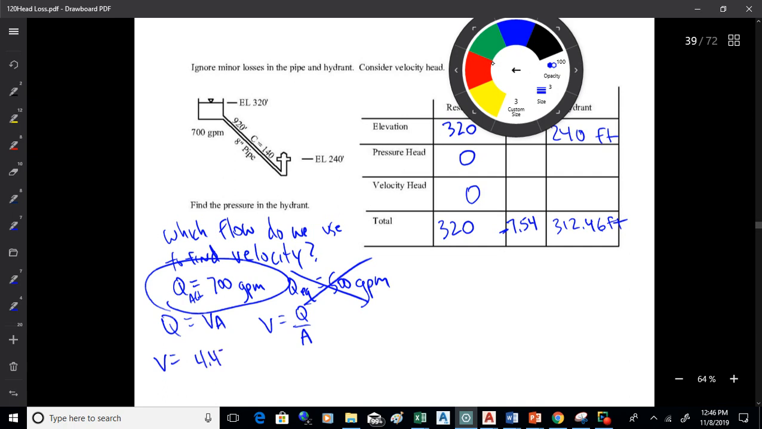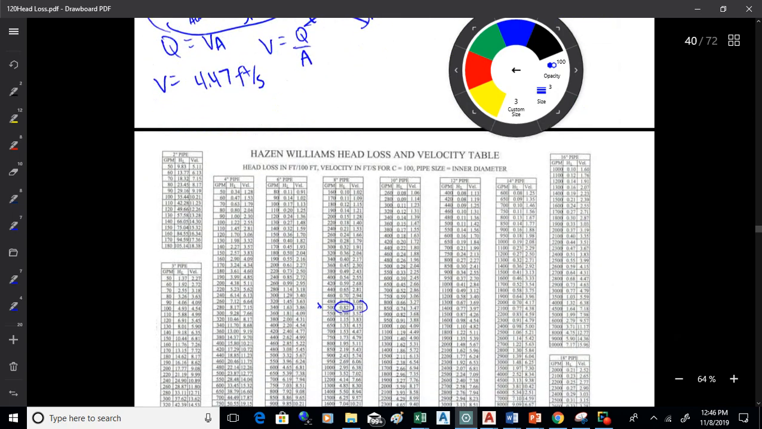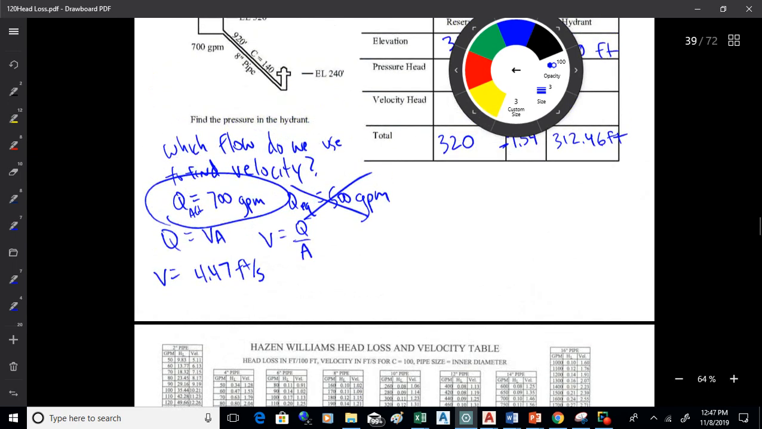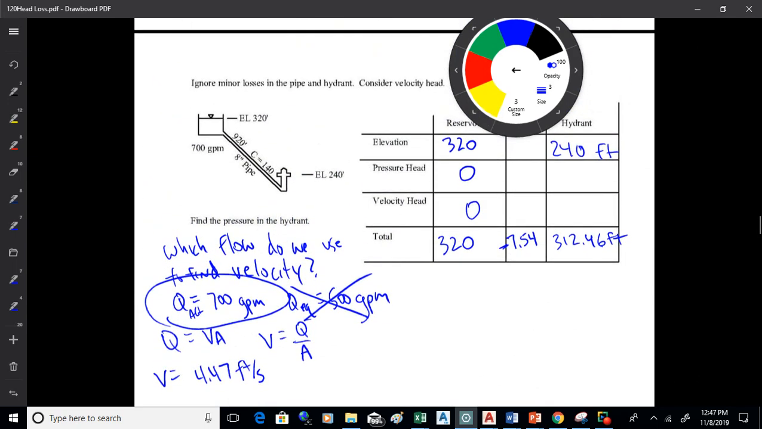And the velocity then will be 4.47 feet per second. And you can find that off the table there. 700 gallons per minute, 8-inch pipe, right there. So don't be fooled by the C on that one. You use the equivalent flow to get the head loss, but not the velocity, because the velocity just depends on the flow rate and how big of a pipe you've got.